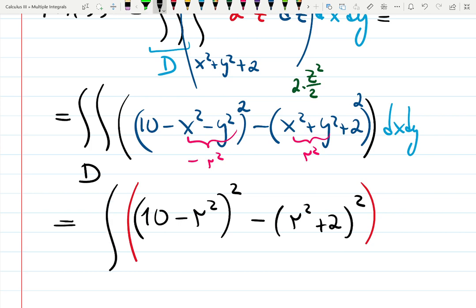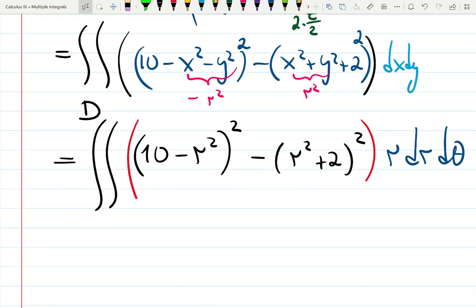Yes, good job. Don't forget the extra r. It's going to be r dr d theta, right? So r is part of the formula. R is changing from what to what? 0 to 2. And theta from 0 to 2 pi, amazing.